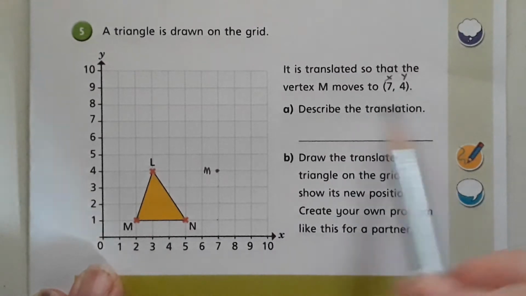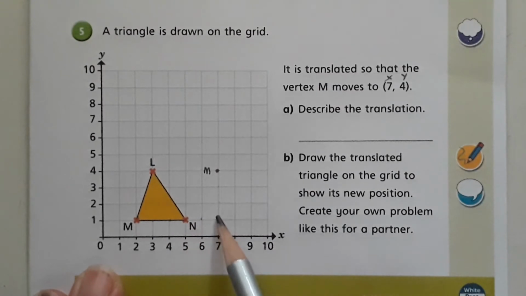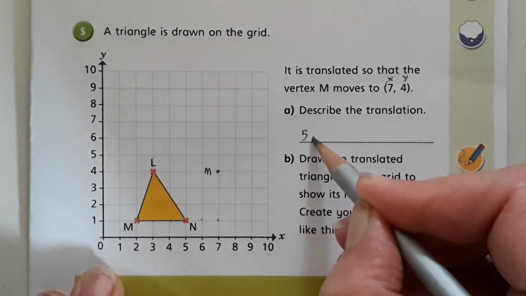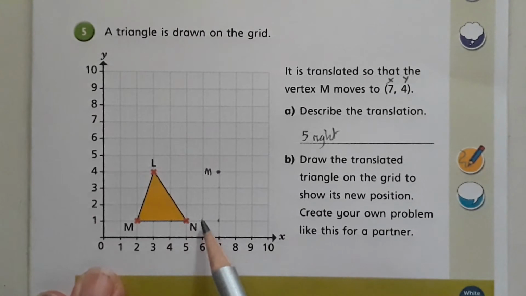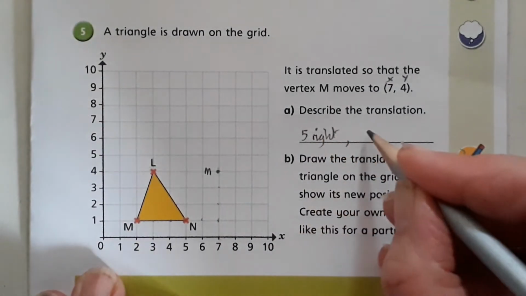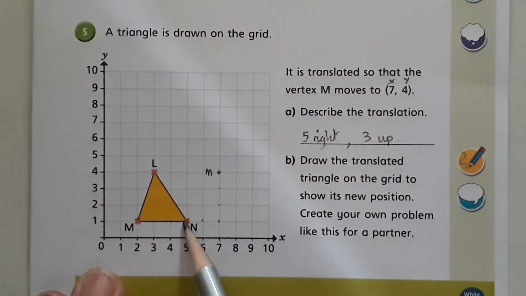Okay, so we need to describe the translation. Okay, so we went 1, 2, 3, 4, 5. All right, 5 right. So we went 5 right. Okay, and how many up? 1, 2, 3. 5 right, comma, 3 up. Now all these other vertices need to do that as well. Okay, so always work systematically.